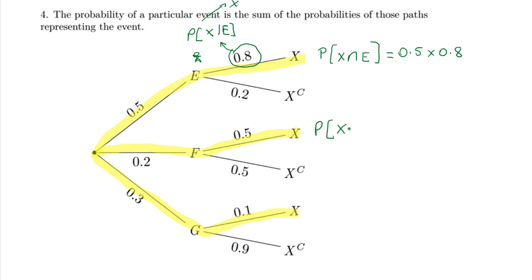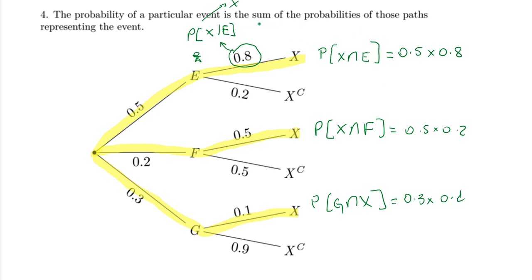Well, it's X and F happening. This is 0.5 times 0.2. So this is the probability of having X from the path of F happening first and then X. And finally, the probability of G and X, meaning that G happens and then X happens.